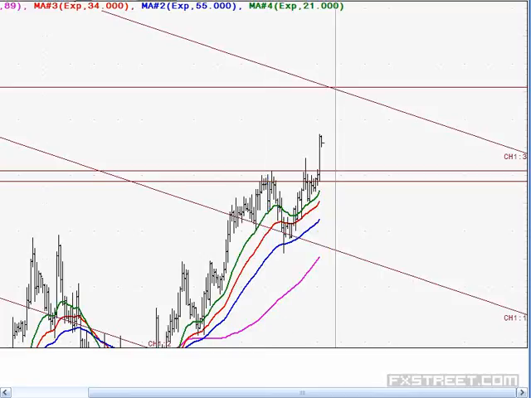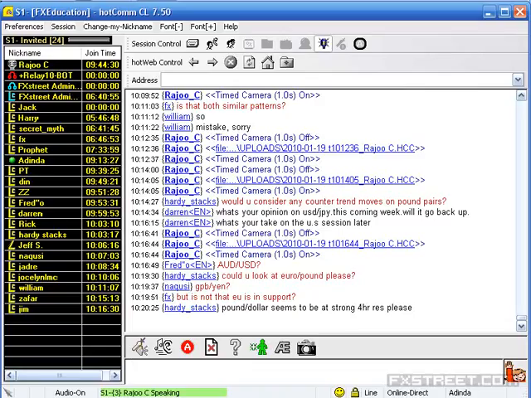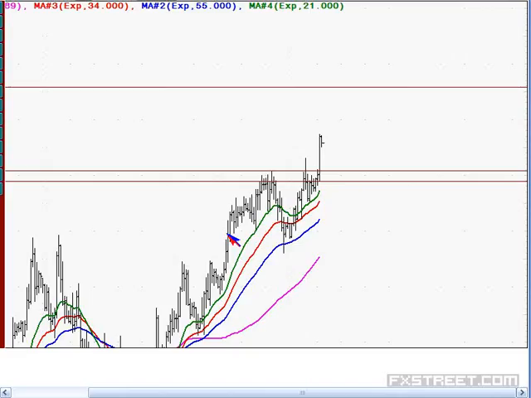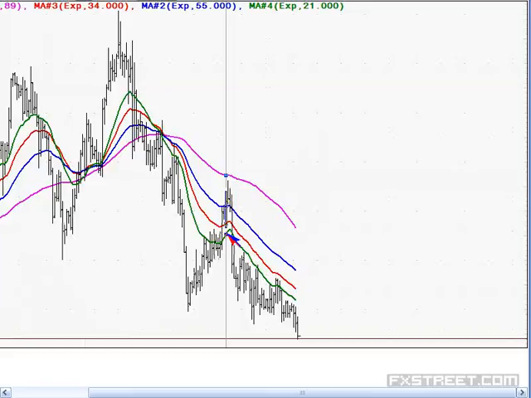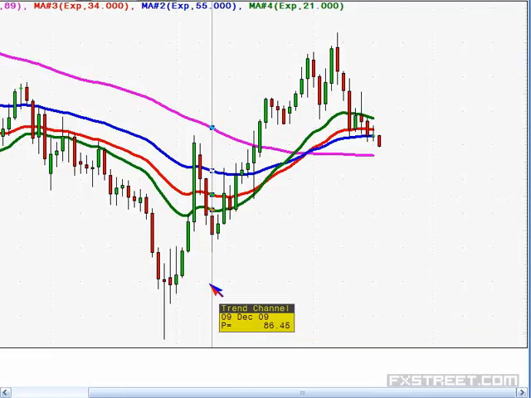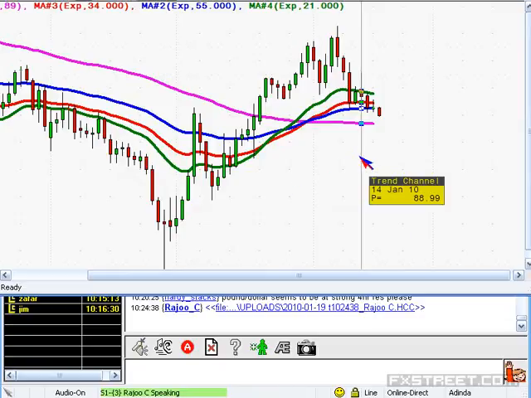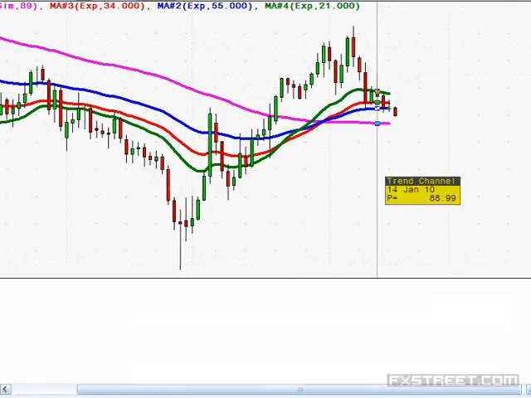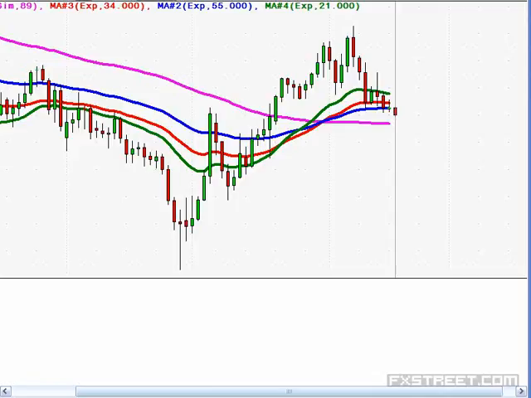Okay, the next question is, what's your opinion on dollar yen this coming week? Will it go up? Again, this is dollar yen. Let's look at a weekly chart. If you look at this weekly chart on the dollar yen, I'm putting on RSI and DMI. See, this DMI is getting flat.